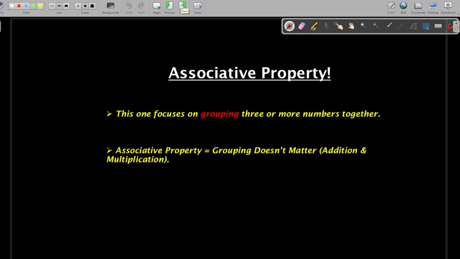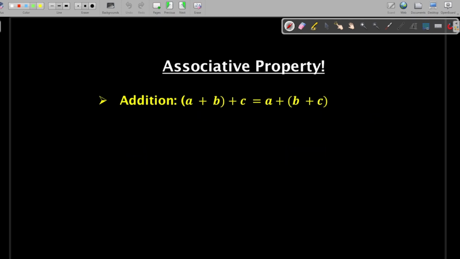Now let's begin with the basics. The associative property states that when adding or multiplying three or more numbers together, the way you group them using parentheses does not affect the final result. Now, let us look at the associative property of addition.